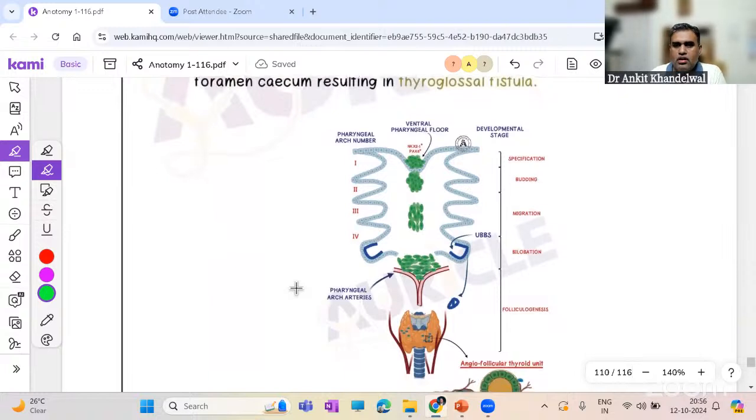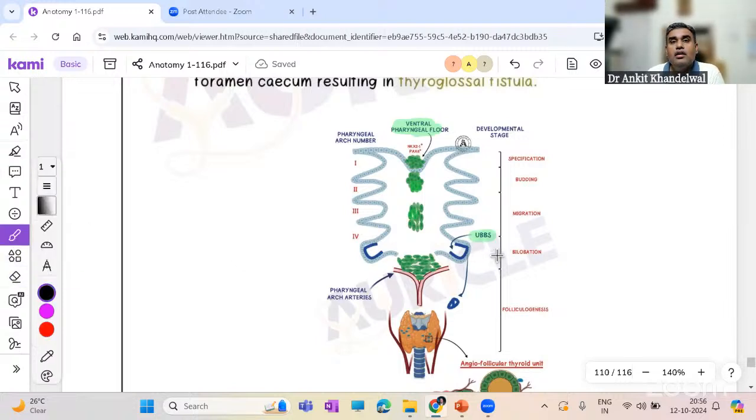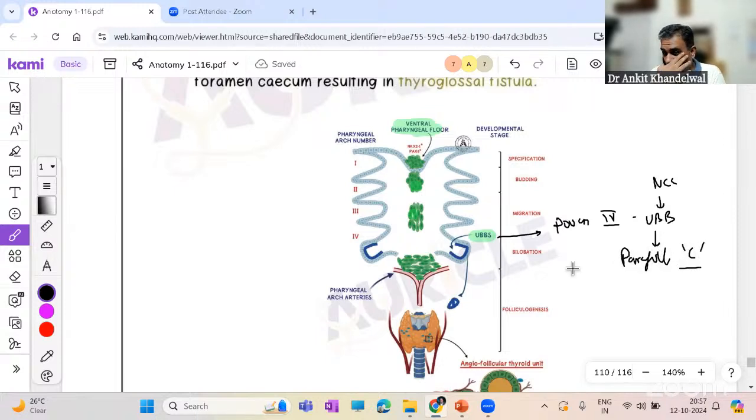Here you are seeing the ventral pharyngeal floor, and you can see these particles coming down, and this is the ultimobranchial body. We did a topic on pharyngeal arches. In the pharyngeal arches, remember the endodermal pouch. Which pouch was there? Fourth pouch. Neural crest cells came in the ultimobranchial body, and finally they gave rise to what? Parafollicular C cells of the thyroid.